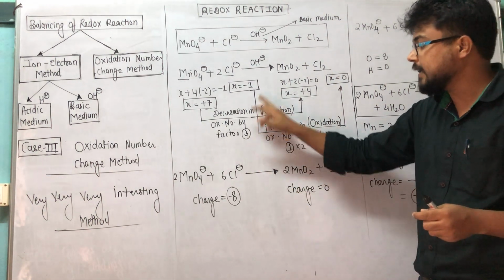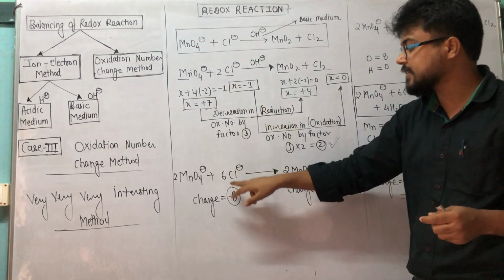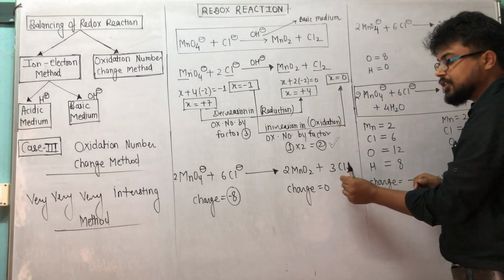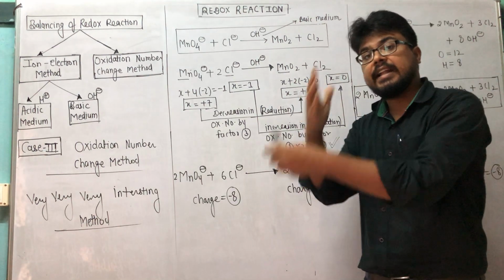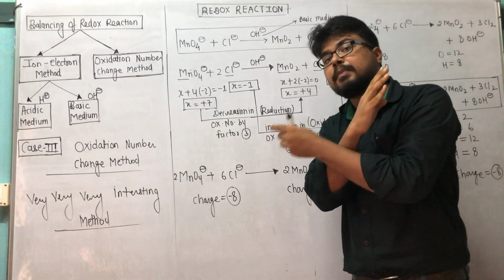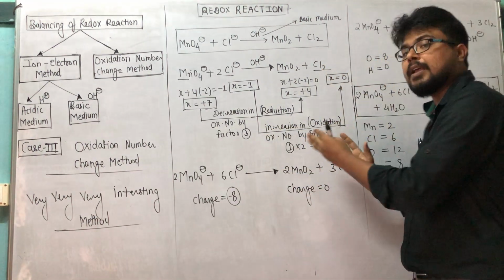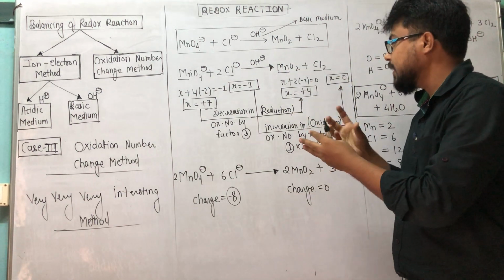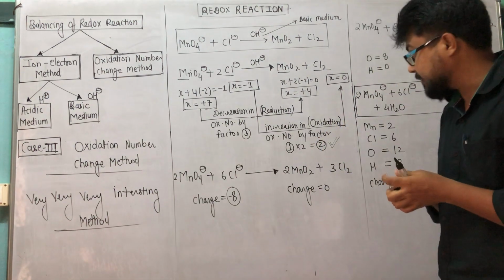And for chloride ion, it will be 3 multiplied by 2, it will be 6 Cl minus, and here 3 Cl2. What I did here, I did nothing but cross multiply, correct, of the factor by which oxidation and reduction is governing, we can say, correct?